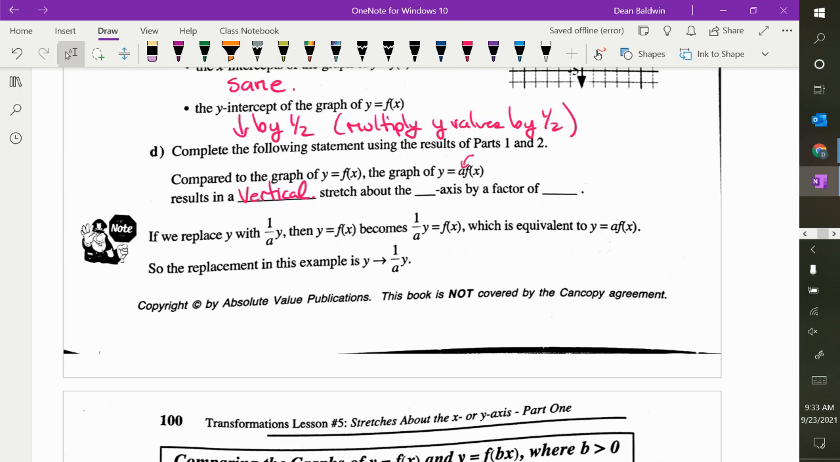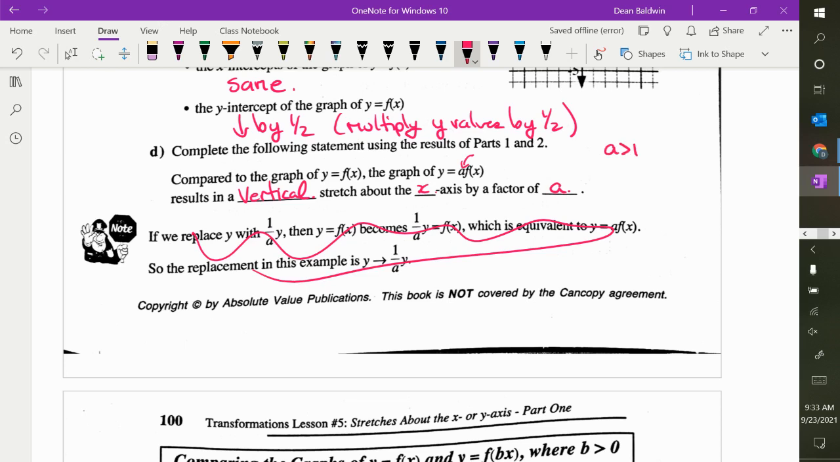So what axis didn't change? The x-axis didn't change, right? I'm not too concerned about you saying it's a vertical stretch about the x-axis. This is just the notation or the language. The important part is by a factor of, what do I multiply by? a. Don't worry about that stuff.